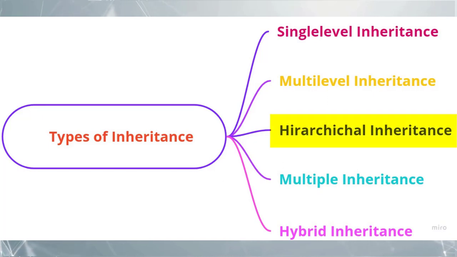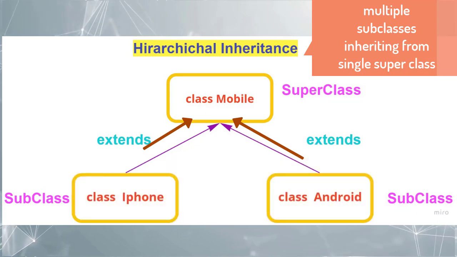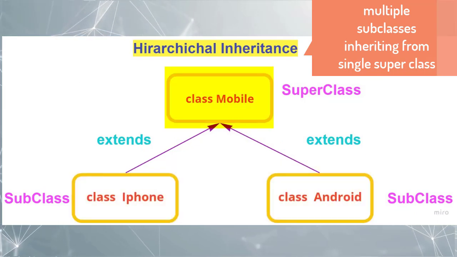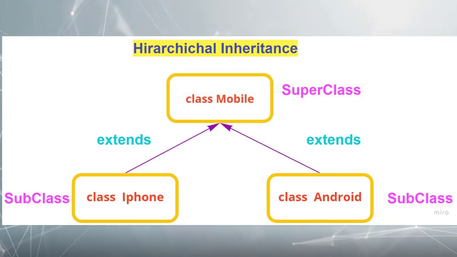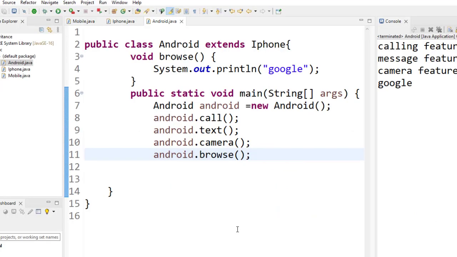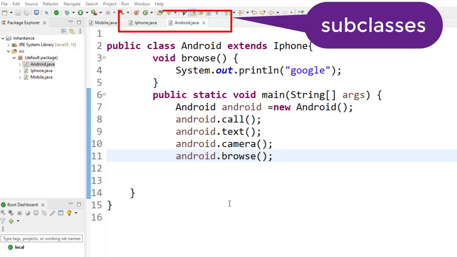The third type of inheritance is hierarchical inheritance. Here multiple subclasses inheriting properties from a common superclass is called hierarchical inheritance. Let's see an example for hierarchical inheritance. We'll consider that the iPhone and Android classes are subclasses of the mobile class.